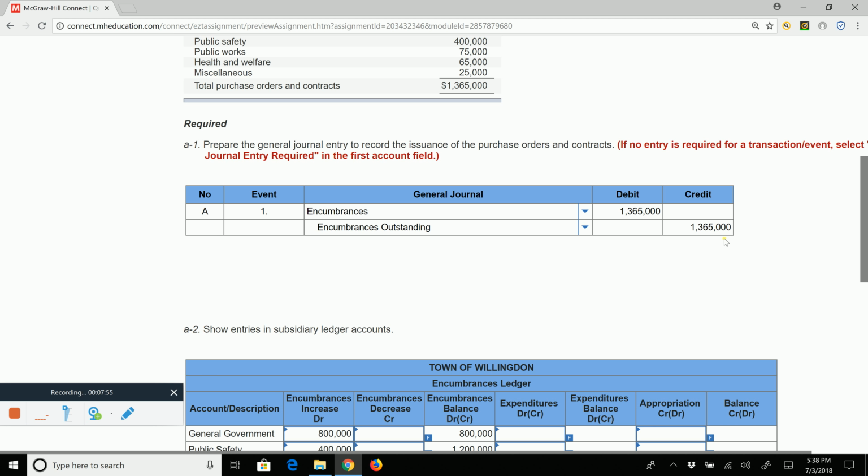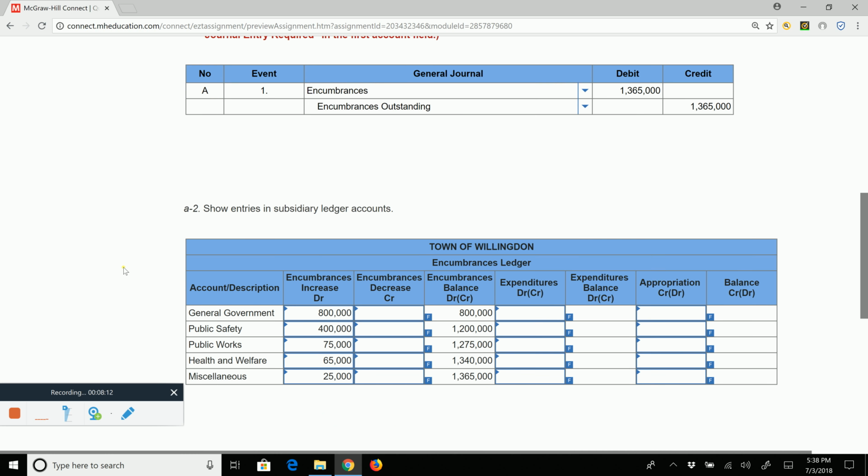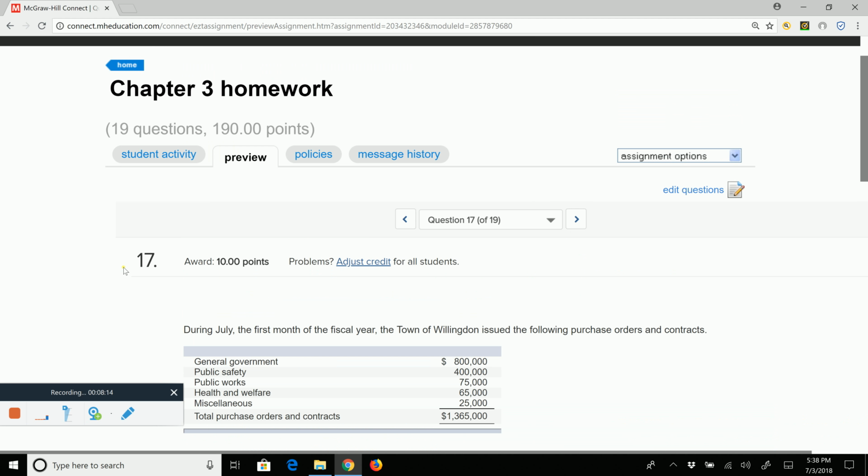These are temporary accounts. The encumbrance account, like I said, is pre-expenditure. The encumbrances outstanding is a sub-fund balance account, most likely assigned fund balance. So this would be a sub-category of assigned fund balance. And that's basically what I wanted to show you there.